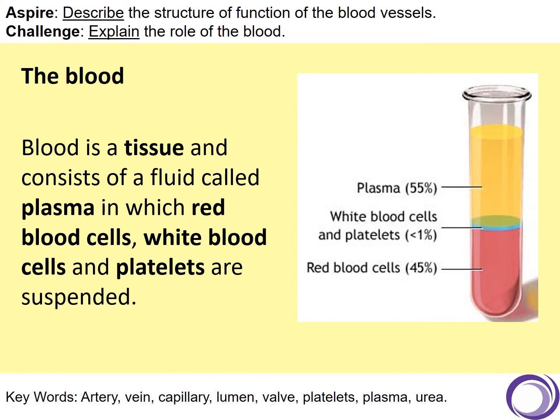So plasma, if you look in that test tube, makes up over half of the blood. That's the liquid part. White blood cells and platelets are less than 1%, and then the rest is red blood cells, which is why blood is that reddish colour. Please do not think for 1 second that your blood is ever blue. Just because your veins look blue, your blood will not be blue.